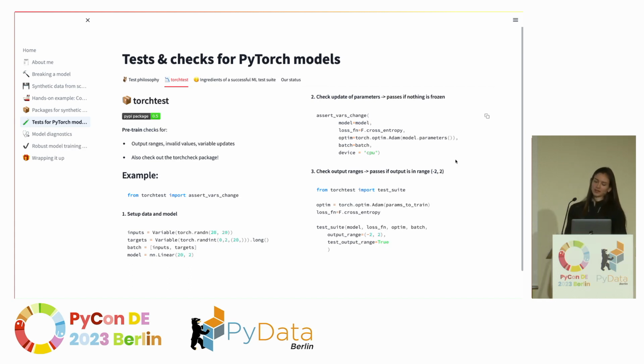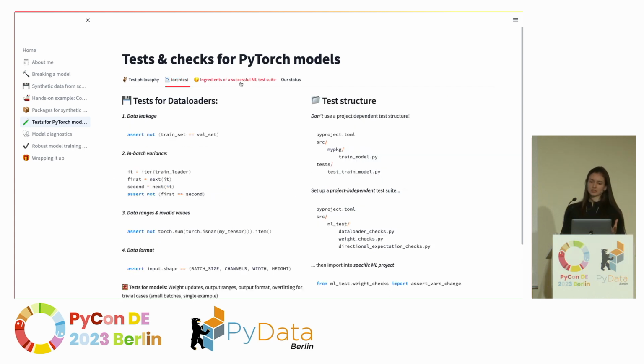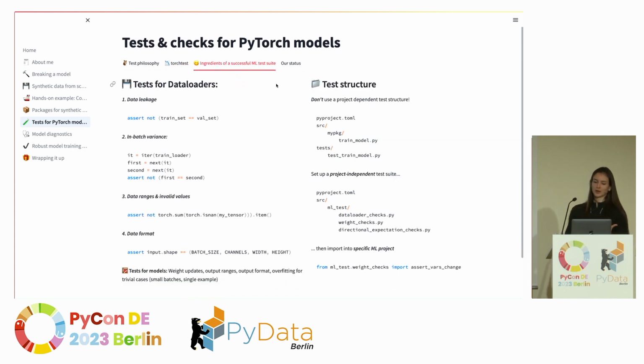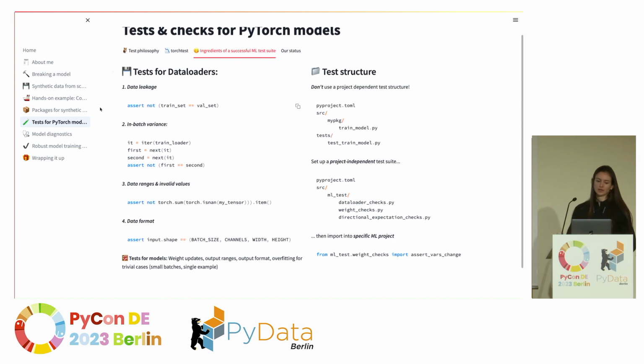There are also some functionalities to check the output ranges. For example, if you have a sigmoid in your last layer and want to make sure, okay, I'm really getting the output from my sigmoid and not accidentally from some other layer before. And for this, you can basically set up a test suite and then specify the output ranges and also define that you want to test your output ranges. So these are just some examples, but what would the ingredients for a successful ML test suite in general be?